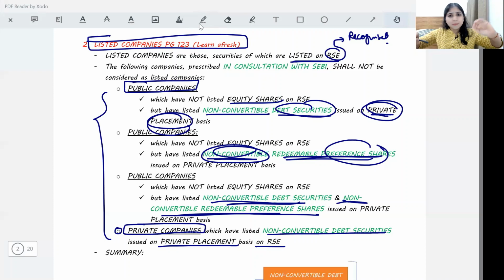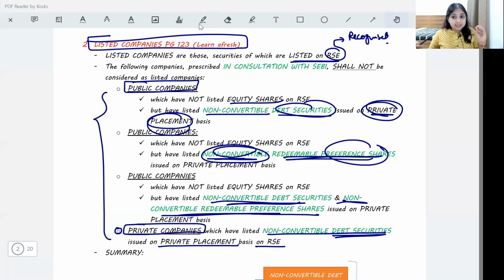So, general rule, private companies are not allowed to list their securities. That provision was there even earlier, and it is there even now, no change in that. Private company securities cannot be listed. But earlier and even now, there are some exceptional cases allowed by SEBI where even a private company is allowed to list. So that private company whose equity shares are not listed, but whose non-convertible debentures are listed, even though some security is listed, will not be considered as a listed company.